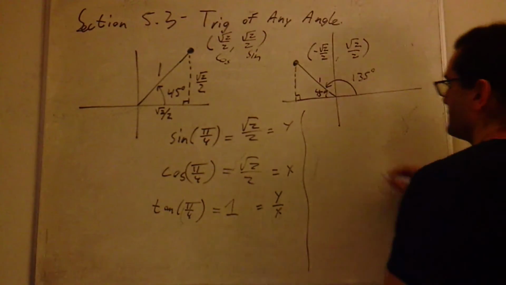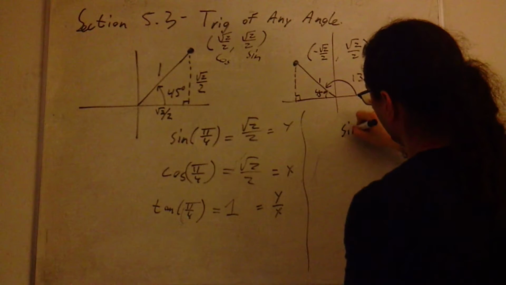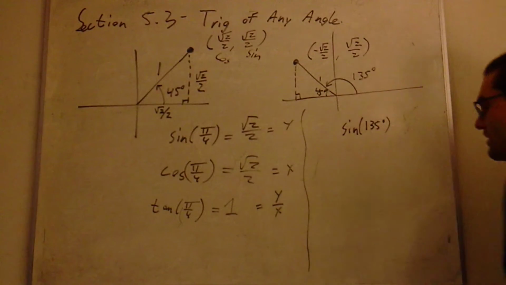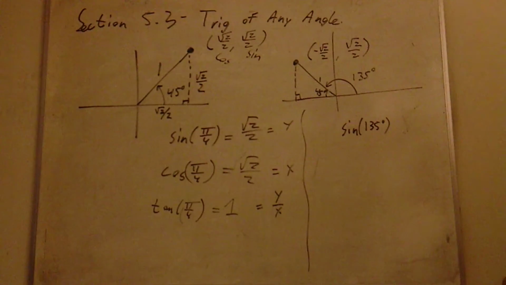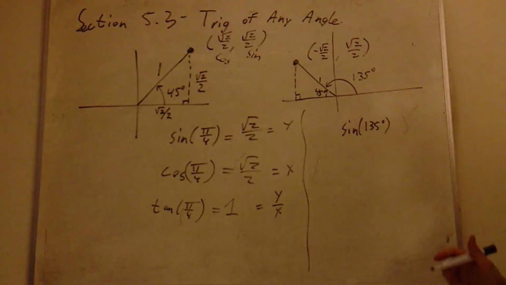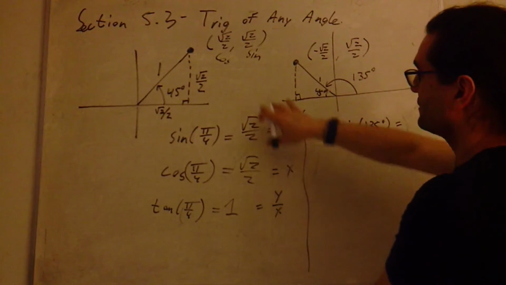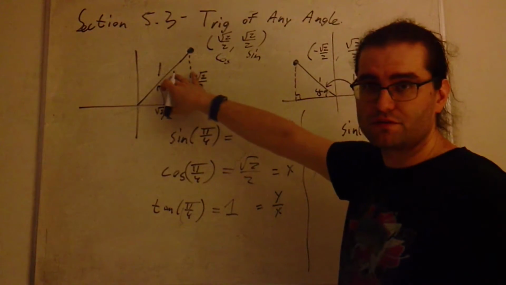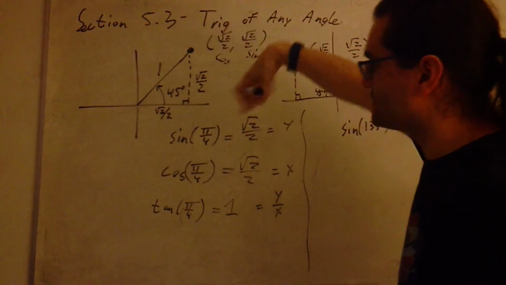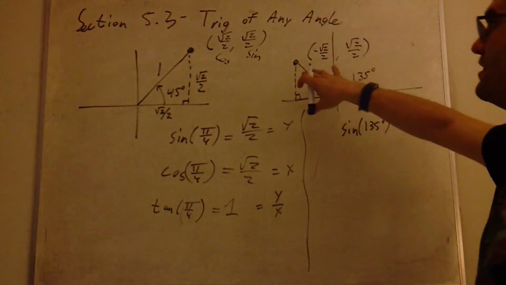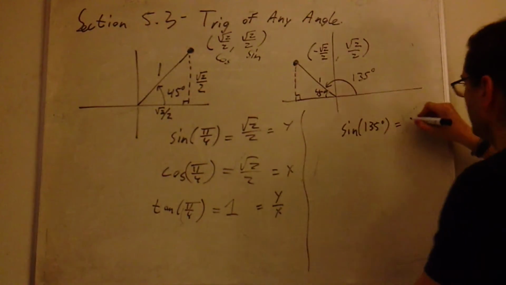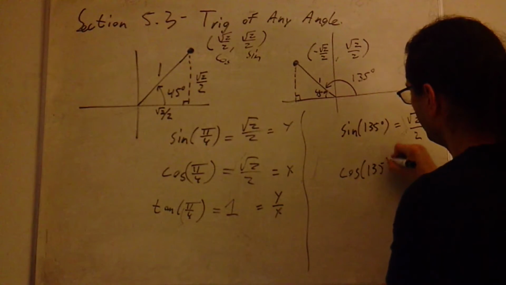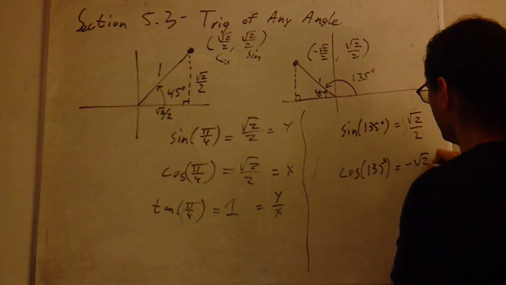Which means now I can talk about the sine of 135 degrees. Even though 135 doesn't fit in a triangle, we can still talk about its sine. Because the sine is still going to be the y value, or more generally it's the y value divided by the hypotenuse. But if we choose to set our hypotenuse to 1 all the time, then it'll just be the y value. So the sine here is still root 2 over 2. The cosine of 135 will be negative root 2 over 2.